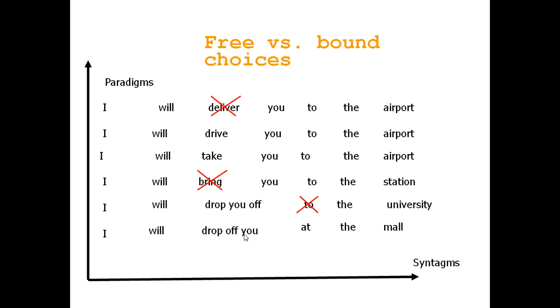Now this is also a syntagmatic problem that limits our freedom to choose paradigms as we like, because to drop someone off means, as I told you before, to take a person to a place and leave them there. But to drop off someone means a different thing. It means that you're on someone's shoulders and this person lets you fall. So it's entirely different. Here, it's much more appropriate to move the preposition after the pronoun.